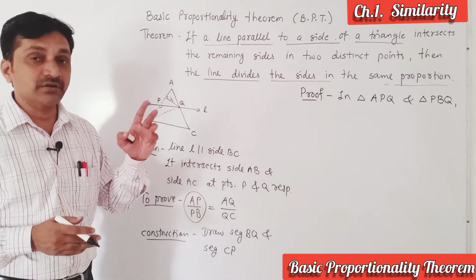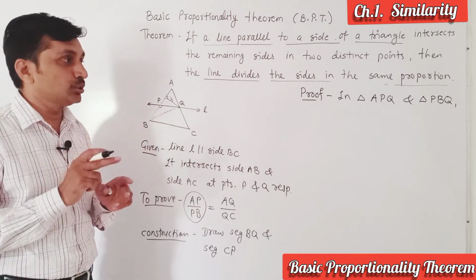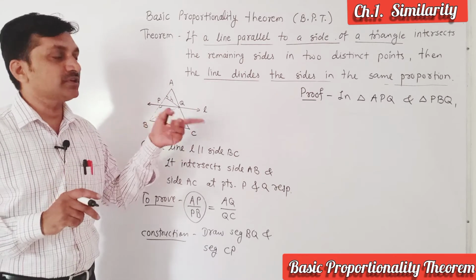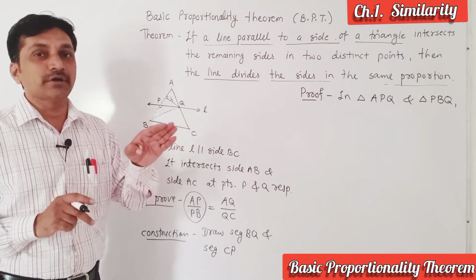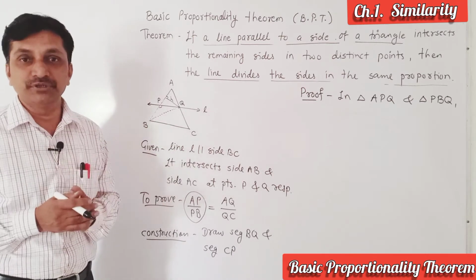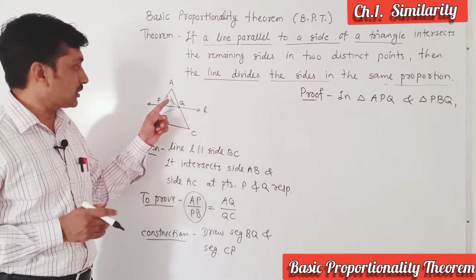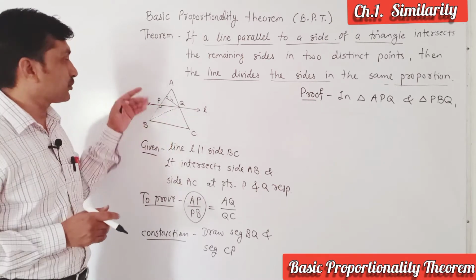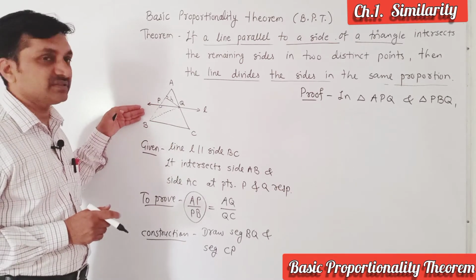These two triangles have equal height, and you know, if two triangles have equal height, then the ratio of their areas is equal to the ratio of their corresponding bases, that is B1 upon B2, because their heights are the same. And what is the base here? AP, and here the base is PB.